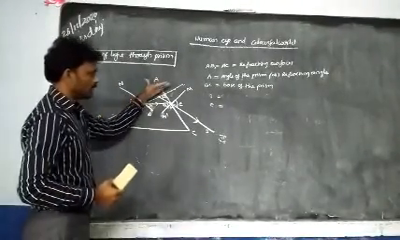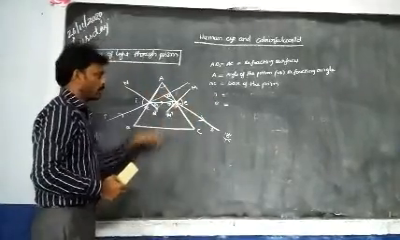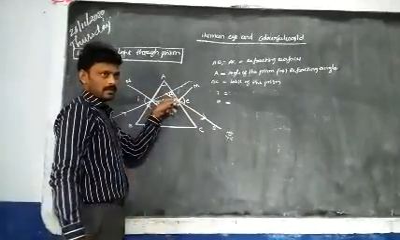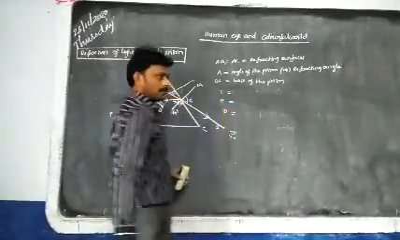Actually light has to travel like this, it is bending, it is going like this. What is meant by D here? Angle of deviation.